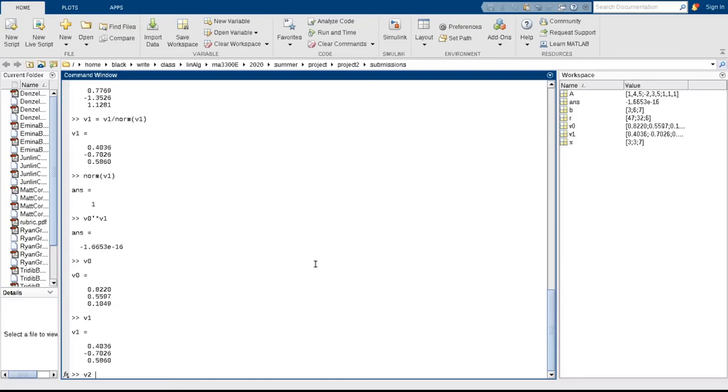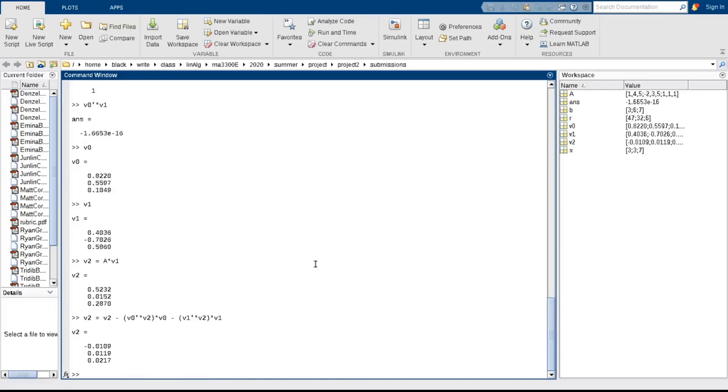If I want to do a third one, I can take V2. That's going to be A times my V1. Now V2, I need to make it orthogonal to the others. So I'm going to take my V2 minus V0 dotted with V2 times V0, and then subtract V1 dotted with V2 times V1. Now that's going to be orthogonal to the others, I hope, but it's not going to have length 1, so let's normalize it. We're going to divide by its length. So now I've got three vectors, V0, V1, V2. Hopefully they're orthogonal.